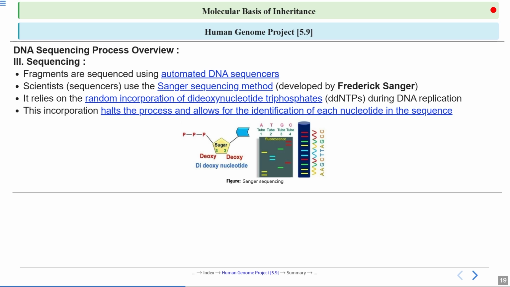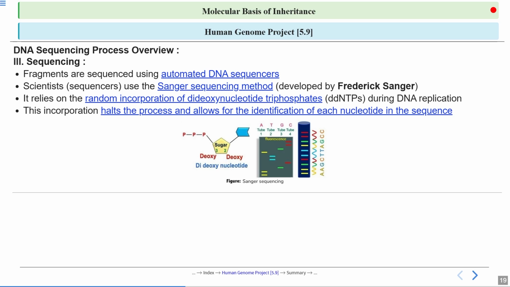These dideoxynucleotides, what are they? They are modified nucleotides that lack the 3' hydroxyl group. When a ddNTP is incorporated into the growing DNA strand, it terminates further elongation, because another nucleotide cannot be added, since DNA polymerase needs that 3' OH group to function. So it terminates further elongation because another nucleotide cannot be added.